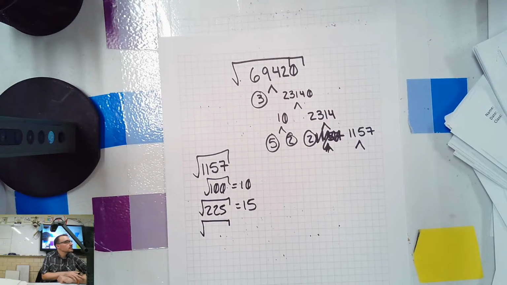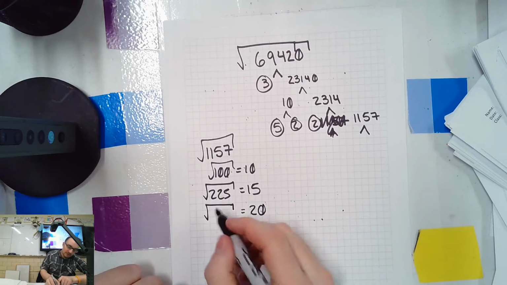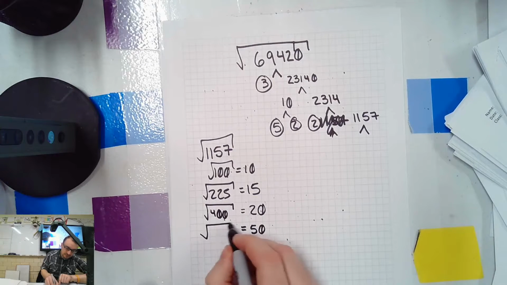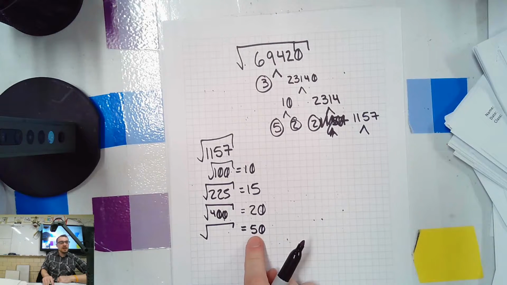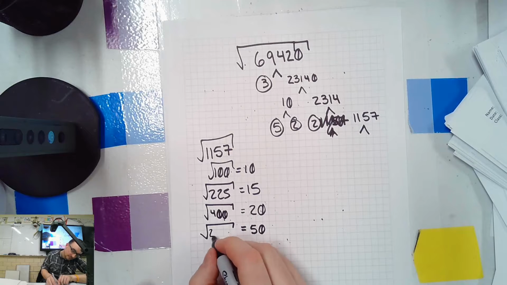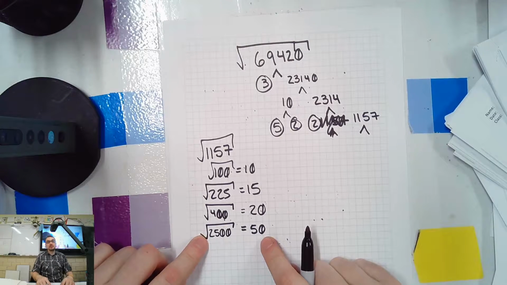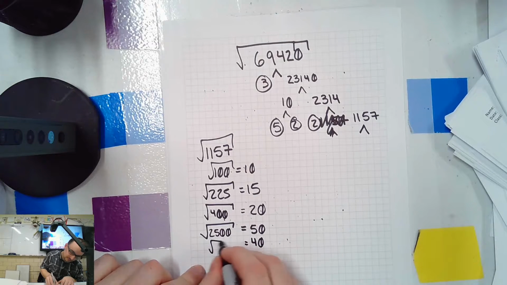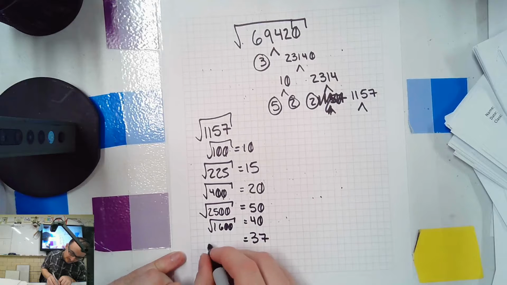What's 20 the root of? 400. So we got to get way bigger. Let's try 50. What's 5 times 5? 25. So 50 is 2,500, which is too big. So it's numbers less than 50 we have to check up to. Let's try 40. That's 1,600. It's gonna be 37, pretty close. What's 37 squared?